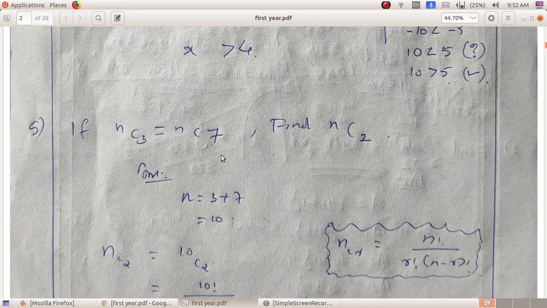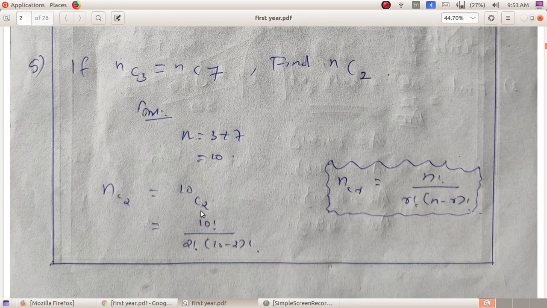And then for that, first of all, we have to find the value of n. It is very clear, n is formed by the formula 3 plus 7, which gives the value of n, that's 10. Then what is nC2? The value of n is 10, so 10C2. Using the formula, nCr is n factorial divided by r factorial into (n minus r) factorial. Similarly, 10C2 means 10 factorial divided by 2 factorial into (10 minus 2) factorial.